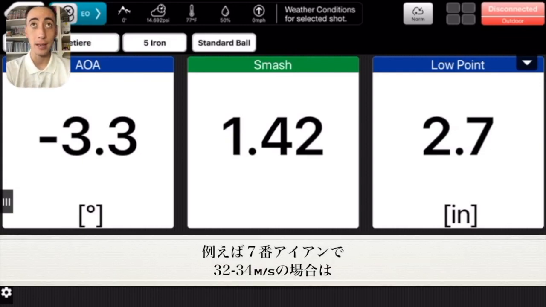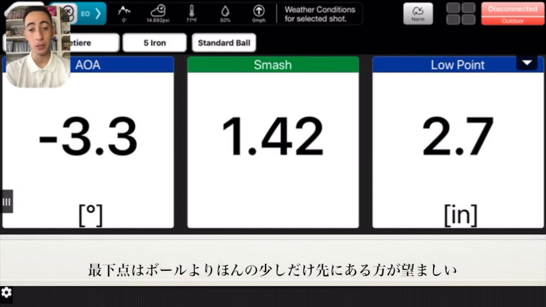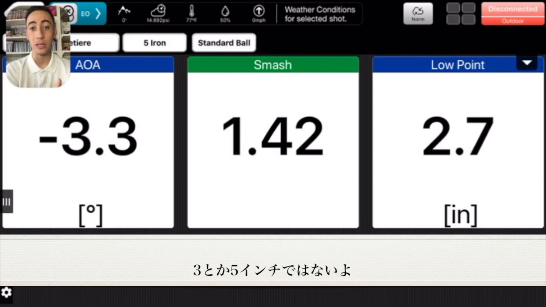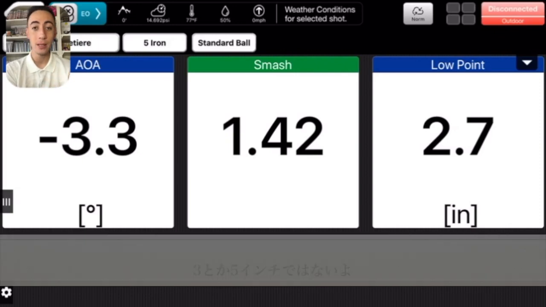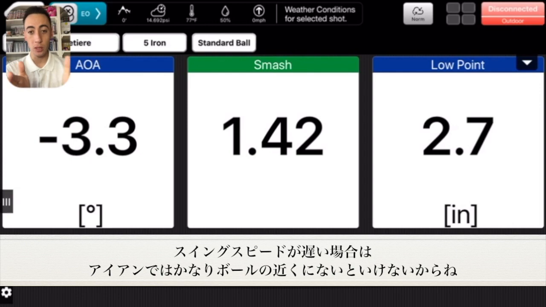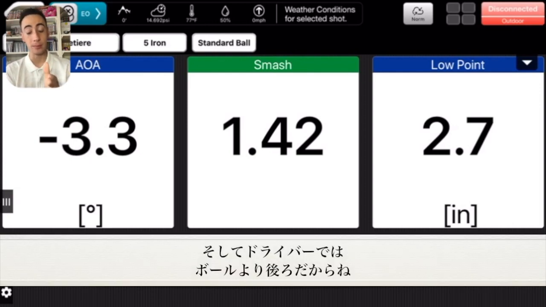Let's say you're 32, 33, 34 meters per second with a 7-iron. You're probably going to want to have a low point that's just ever so slightly ahead of the golf ball with your irons, but nowhere near 3 inches ahead or 5 inches ahead. If you're 3 to 5 inches ahead, that's more someone with faster clubhead speed. Slower clubhead speed, you always want to get your low point pretty close to the golf ball with irons, and then with driver definitely behind it.